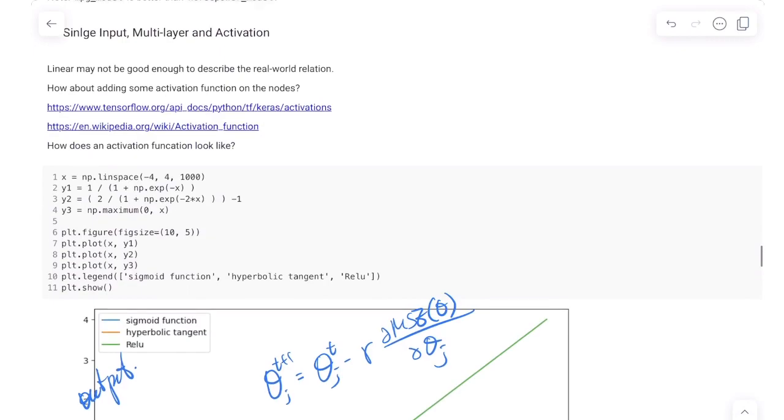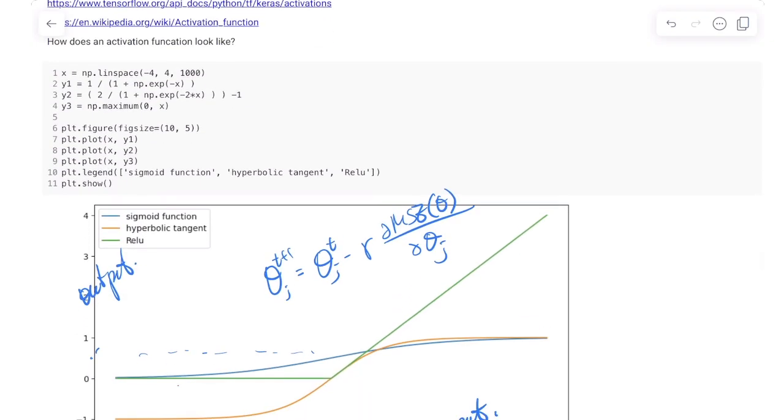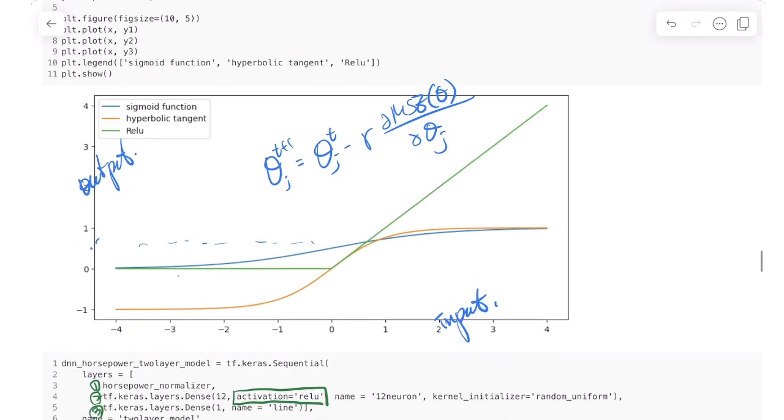So the next model is even more complex. That is a single input multi-layer model with activation. As we mentioned before, sometimes the world is not that linear, so we can use some nonlinear function to model the relationship between your feature and your target. So here we have several different activation functions, which are nonlinear. Here we have 3 different candidates right here. The blue one is the sigmoid function. Okay, it's very simple. The sigmoid function is something like that.